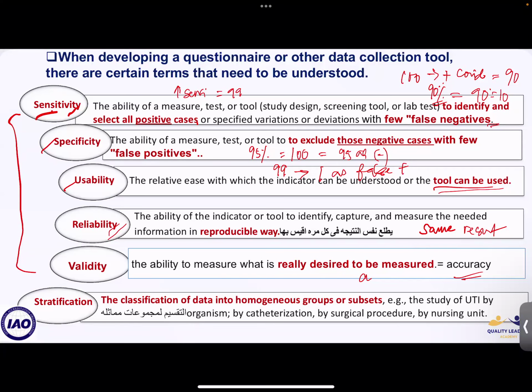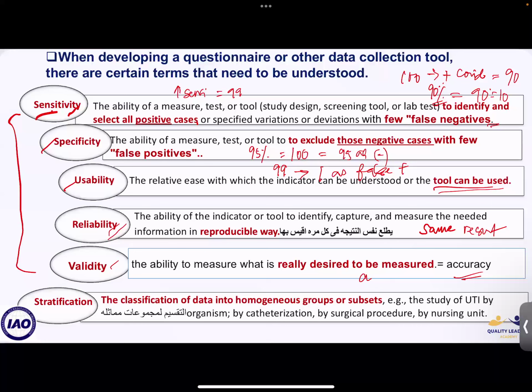If your darts land all over the place with no pattern and none in the center, is it reliable? Is it valid? What's the answer? No. Of course, no. Because if every dart lands in the center of the target, then you have both reliability and validity. Okay, clear? Okay. What about stratification?